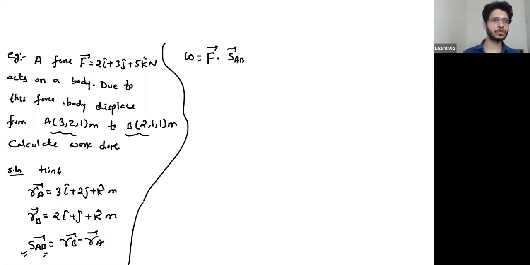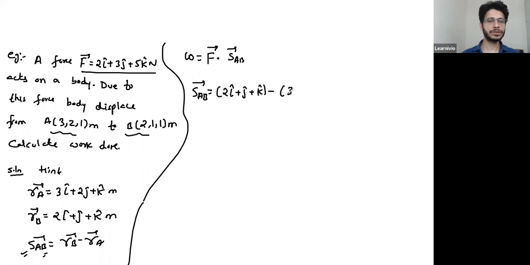So you know your force. For displacement, you can use this fact that final position minus initial position is displacement. So you can write your displacement as R_B minus R_A. So your R_B is 2i cap plus j cap plus k cap minus R_A, which is 3i cap plus 2j cap plus k cap. If I subtract them, your displacement from A to B comes out to be minus i cap, minus j cap and 0 k cap. So that is your displacement.